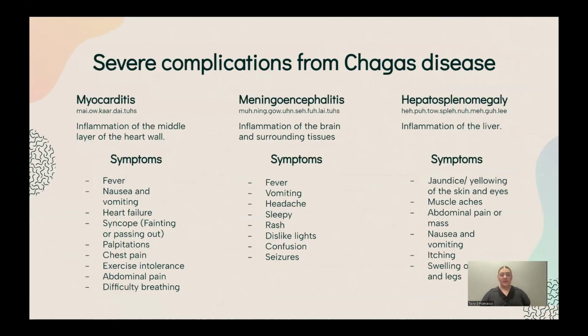The severe complications from Chagas disease are all continuations of cardiac or gastrointestinal diseases. First, we have myocarditis, which is inflammation of the middle layer of the heart. Then we have meningoencephalitis, which is inflammation of the brain and surrounding tissues. And finally, we have hepatosplenomegaly, which is inflammation of the liver.